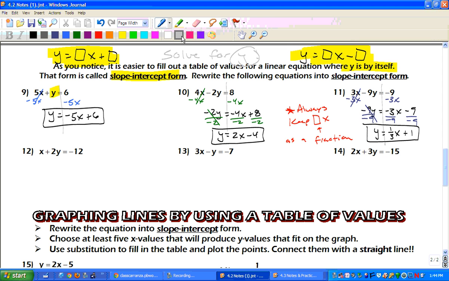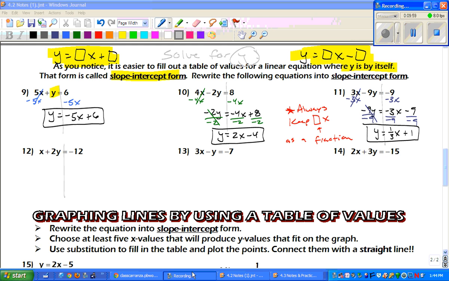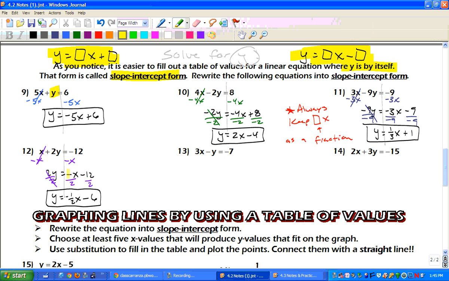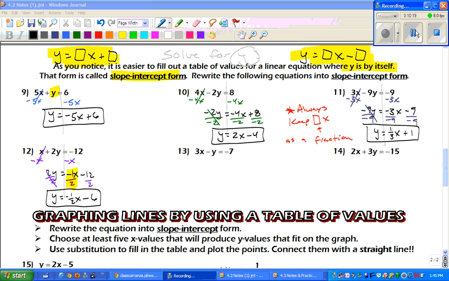All right. Why don't you try 12, pause the video, and let's see how you do. Okay, and when you're dividing right here, we know that the x is 1x, so that's why we wrote that as a fraction. Okay, 13 and 14, go ahead and try and pause the video. Okay, and those should have been the answers that you get.